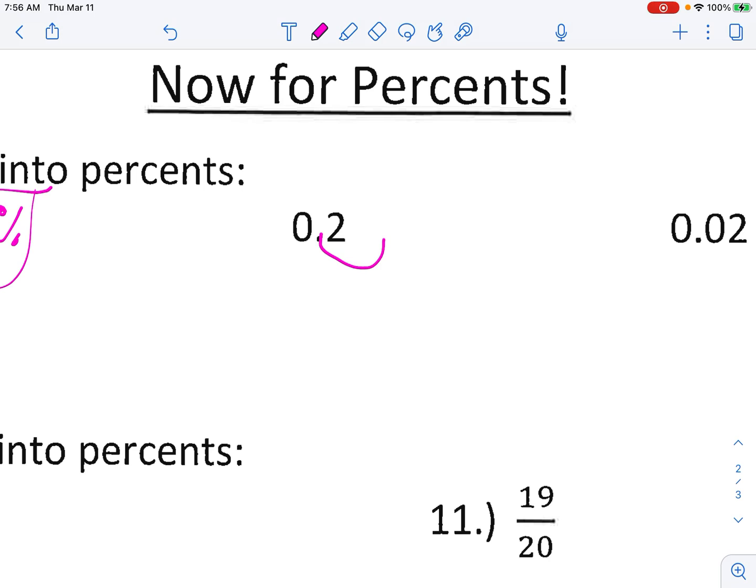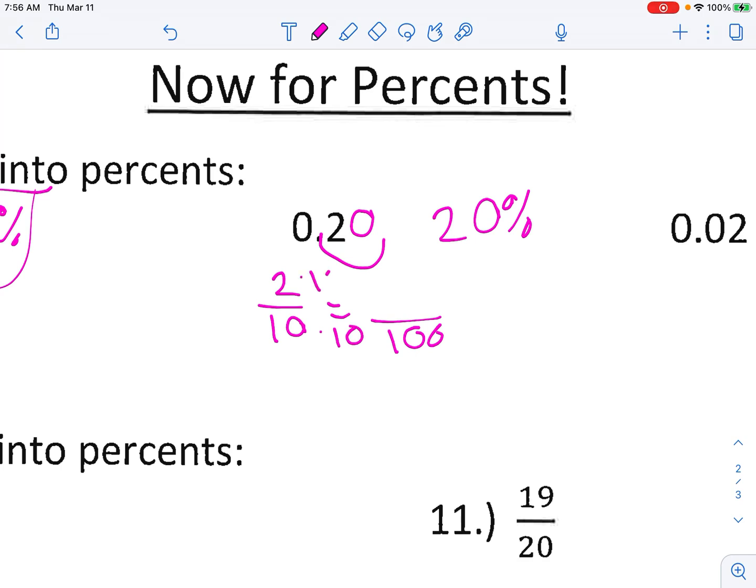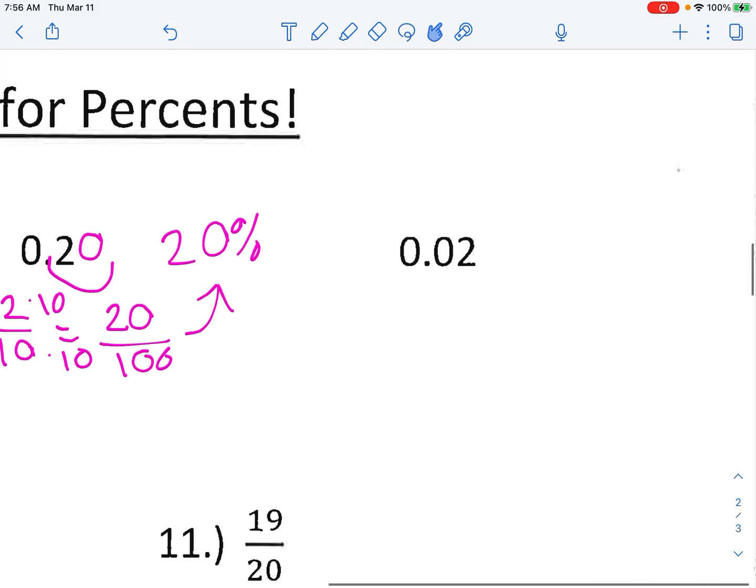Move the decimal 2 places to the right, which means we're going to have to insert a 0. So 2/10 is equal to 20%. Another way that you can think about that, we know a percent is out of 100. So if I multiply 10 times 10 and 2 times 10, I get 20 hundredths. 20 hundredths is 20%.